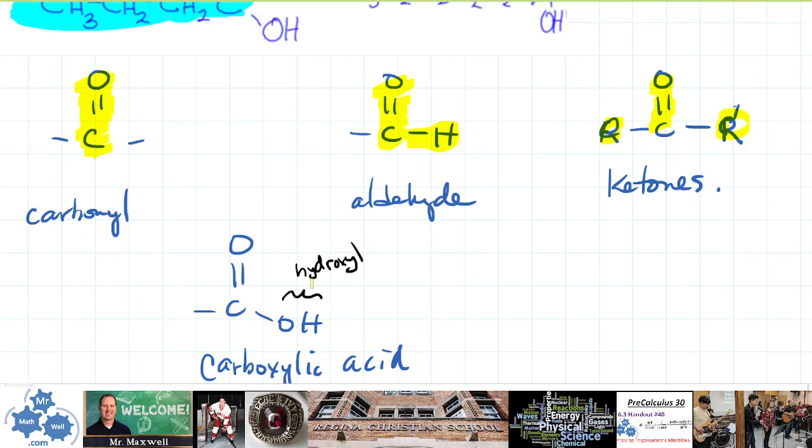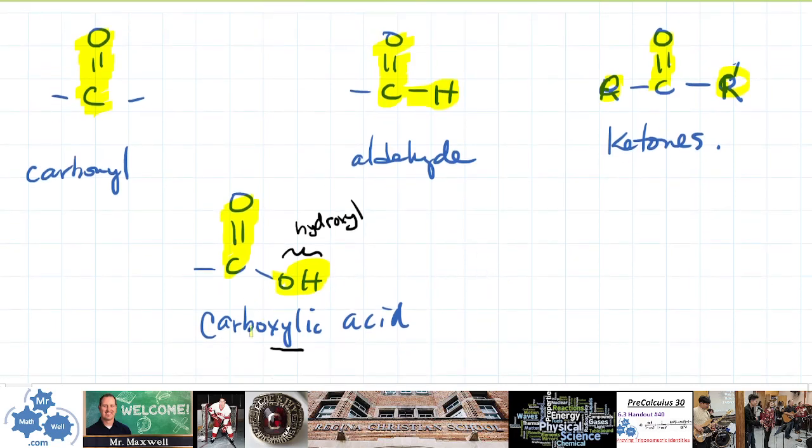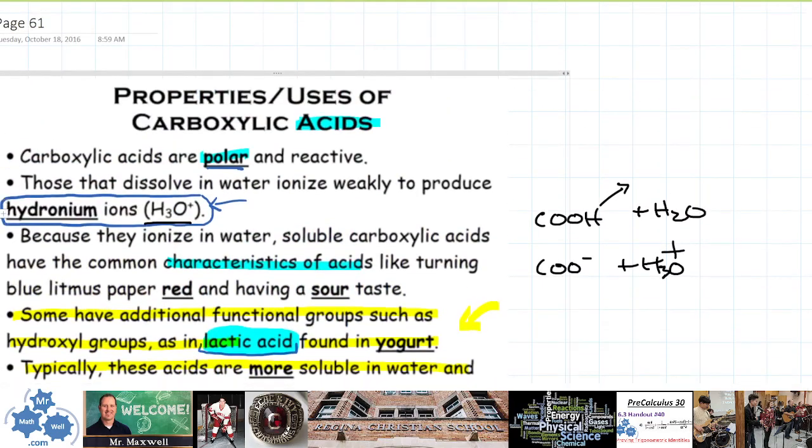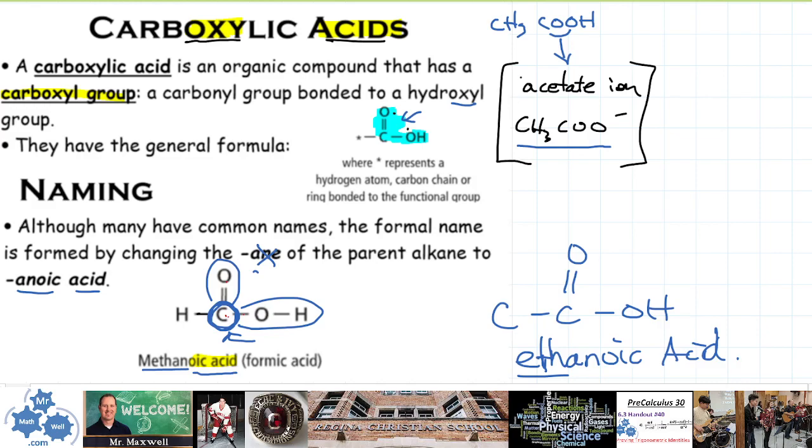And now our carboxylic acid has the carbonyl group and also a hydroxyl. So carbonyl and hydroxyl. That's where the carboxyl comes from. Okay, so it would be really good to make sure you remember the difference between those four things. Okay, so that's the carboxylic acid groups. Any final questions before we move on from carboxylic acid?